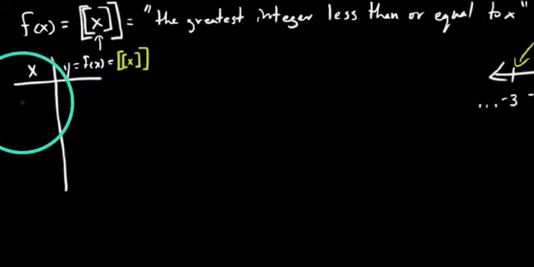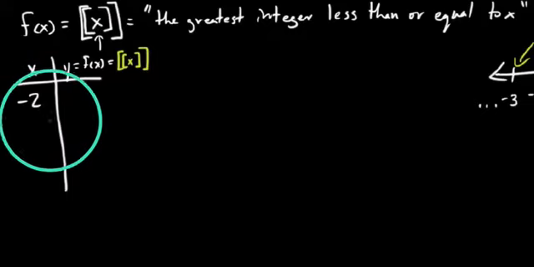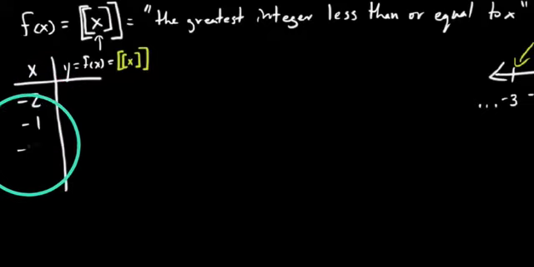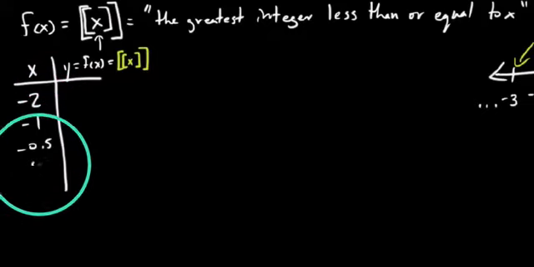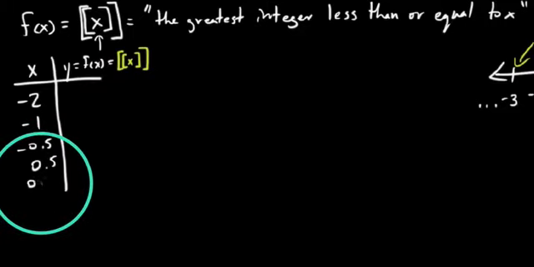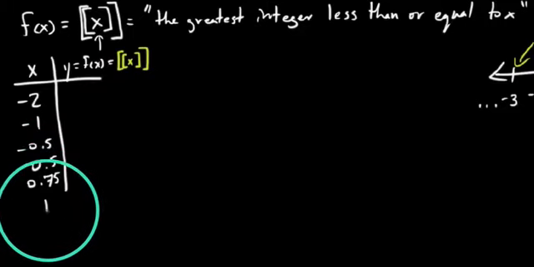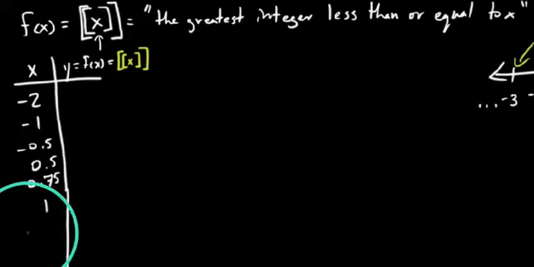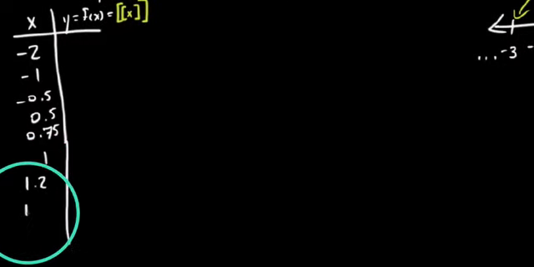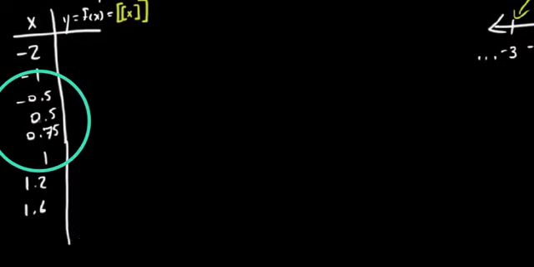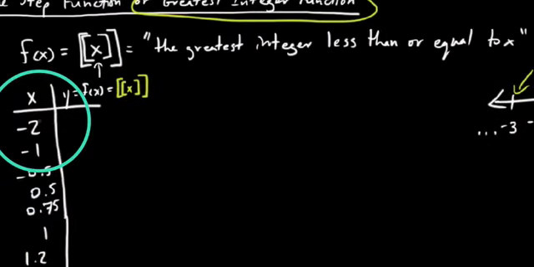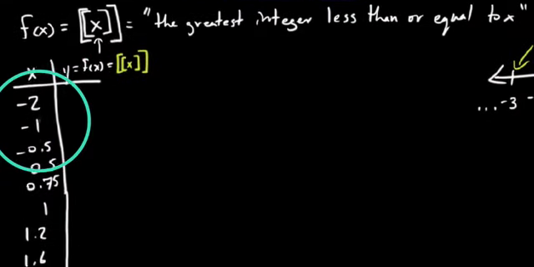Let's plug some interesting values in here. We'll go with negative 2, negative 1, negative a half. How about a half? How about 0.75? How about 1? We'll plug in a lot: 1.2, 1.6.